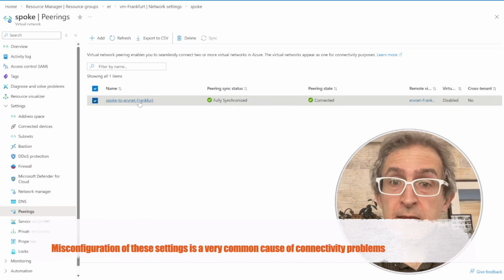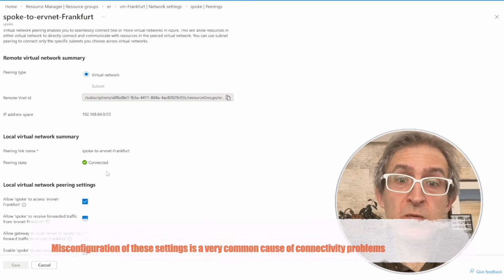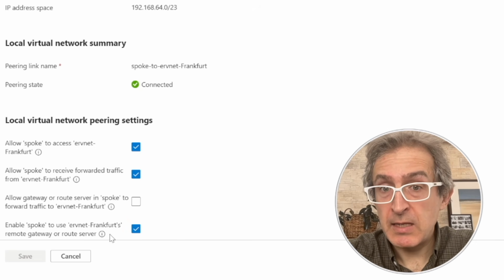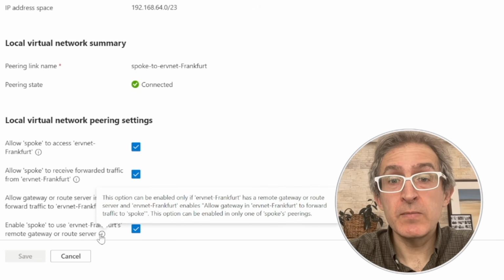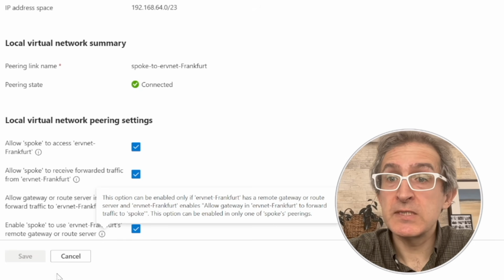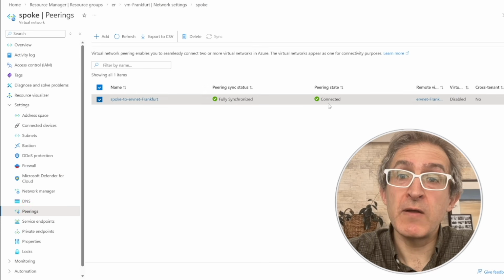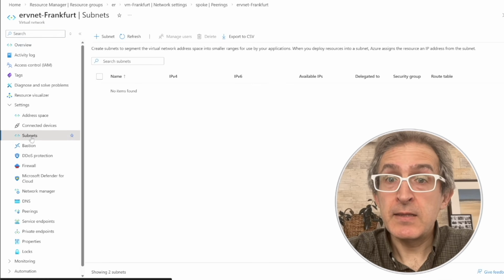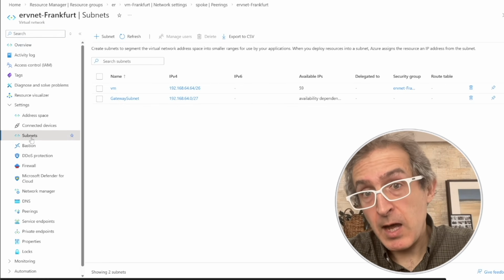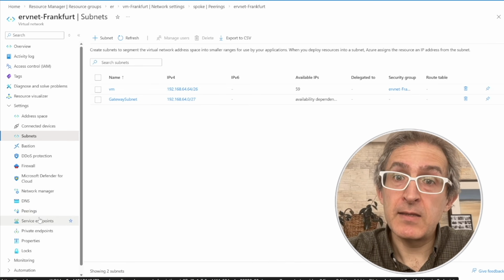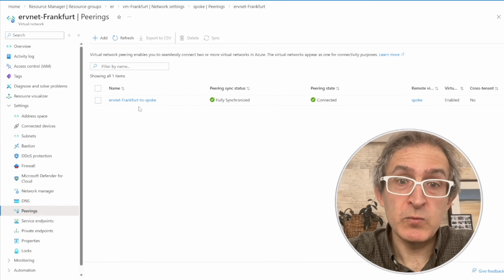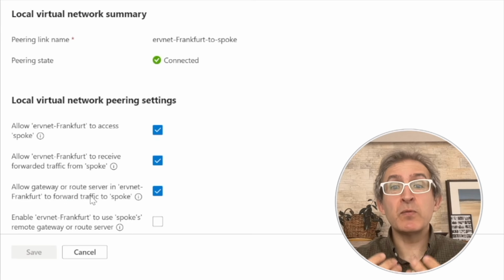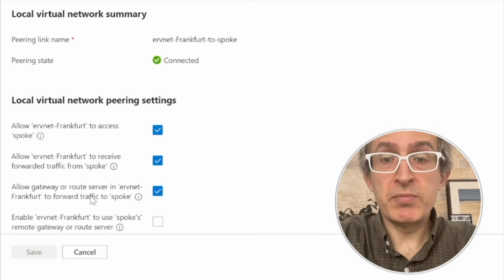We can have a look at the peering from the spoke to the hub, and we will see that the setting to use the remote gateways is enabled. This is very important because this allows the spoke to send the traffic to the virtual network gateway. And in the opposite peering from the hub to the spoke, we can check that a similar feature has been activated, which is called allow gateway transit. This allows the gateway to receive that traffic from the spoke and forward it to on-premises.